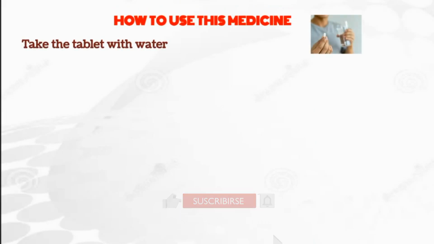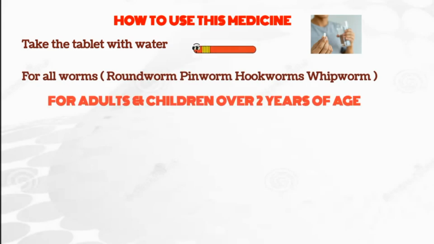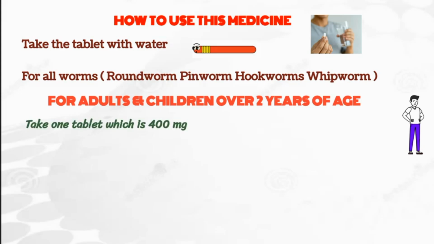Let's see how to use this medicine. Take the tablet with a glass of water. For all worms, the dose for adults and children over 2 years of age: take 1 tablet, which is 400 milligrams.